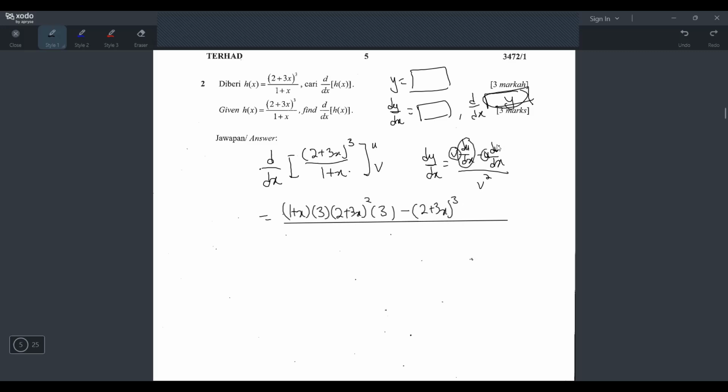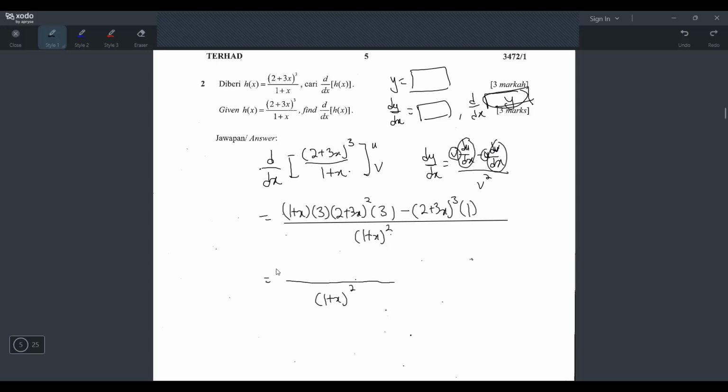And then dv dx is actually just differentiate V, means differentiate this bottom one. So differentiate 1 is 0, no need to write. Differentiate x is 1. So that's done already. Okay. And then everything divided by V square, which is 1 plus x square. Now you end up with 1 plus x square at the bottom. And then on top, number and number can times together.